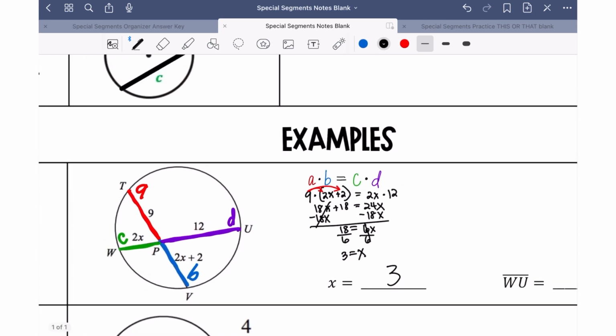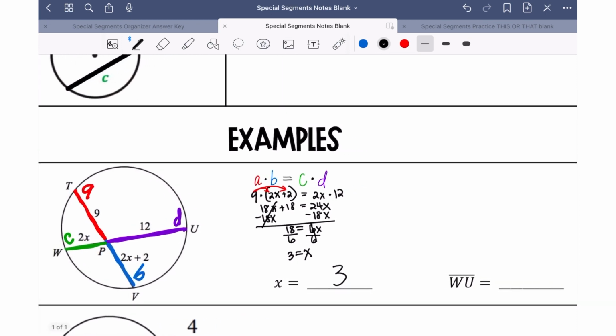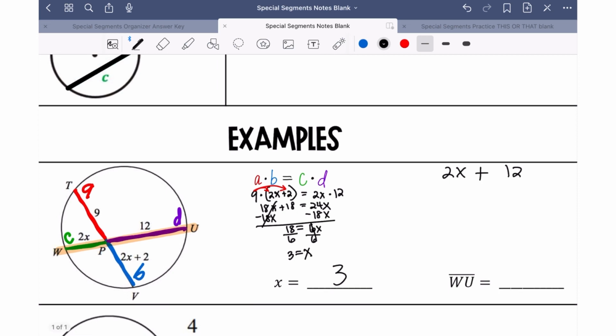Now, for this next part of the problem, it's asking me for segment WU. So if you go to your circle, that is this segment. Okay, so how am I going to find that value? Well, it has two parts, 2x and 12. And when you put it together, what operation is that? It's addition. So 2x plus 12. And I know the value of x, so I can just plug it in. And I end up with 18.